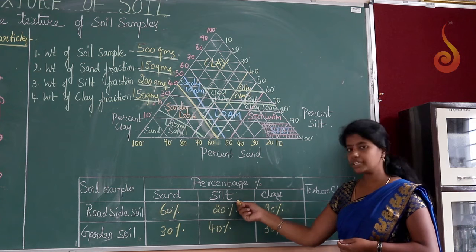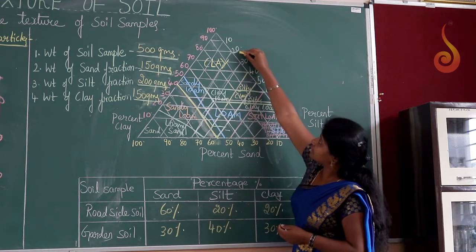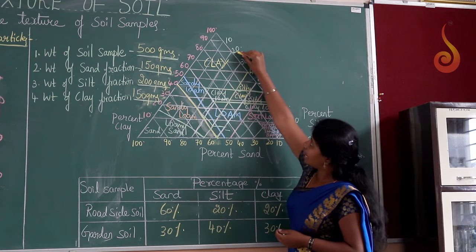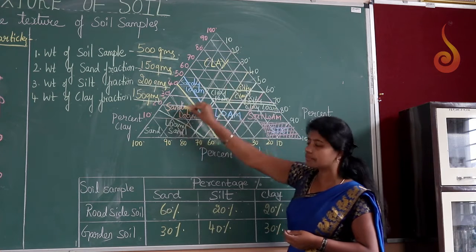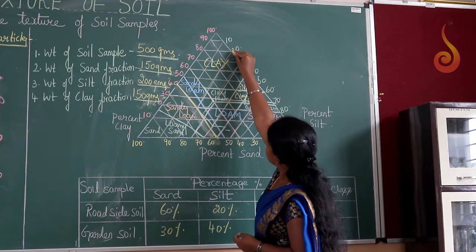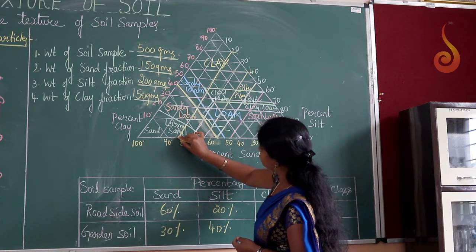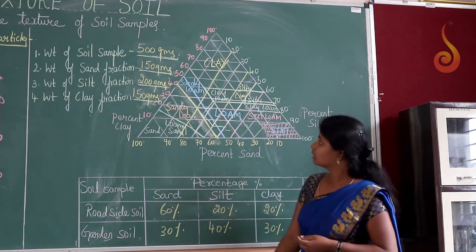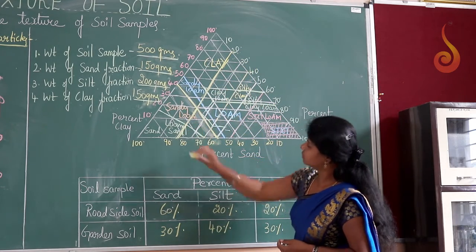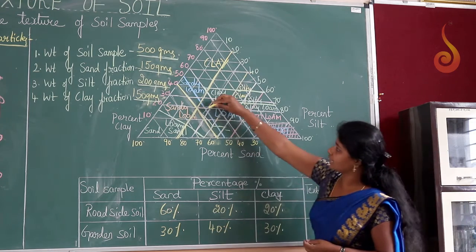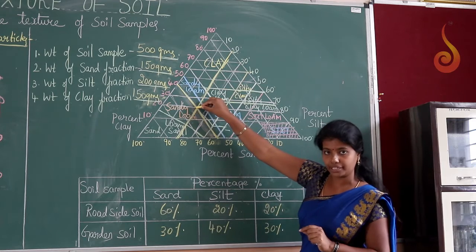Next, percent of silt, 20%. So if I notice, here is the percent of silt and here 20%. Once we are reading the percent of silt, we have to come down. So from 20% of silt, we come down and touch the baseline. So here we can notice that this line and this line are meeting at a point.